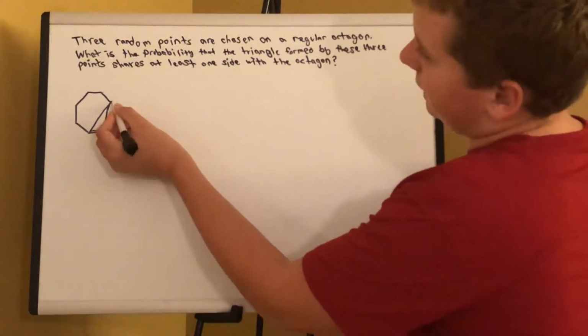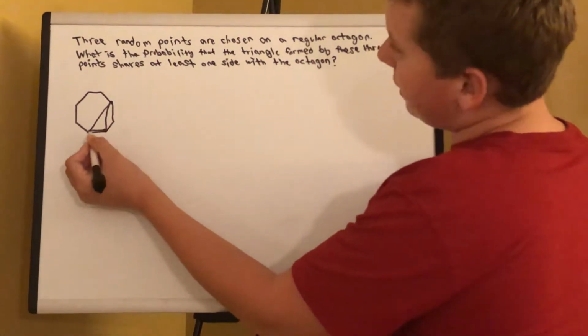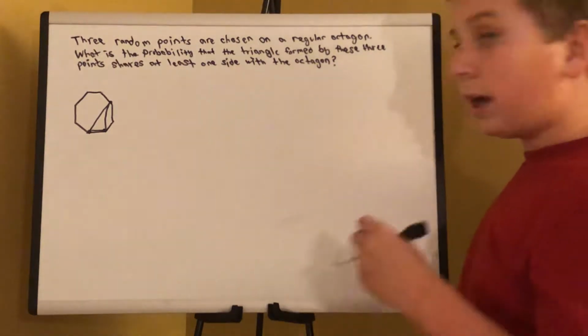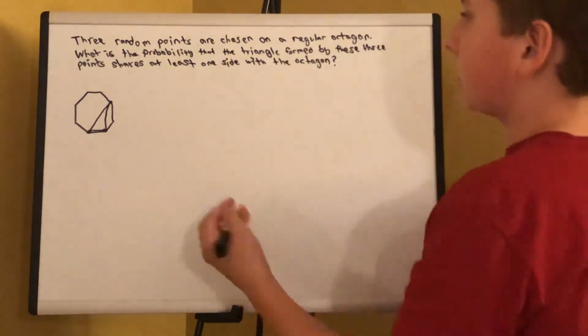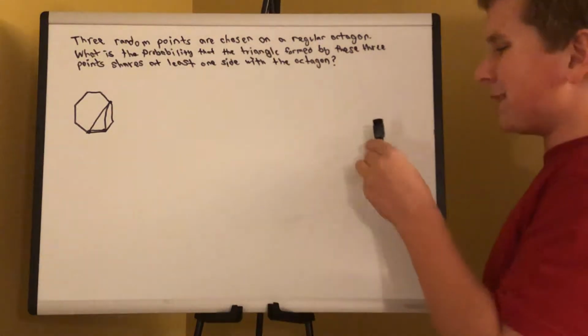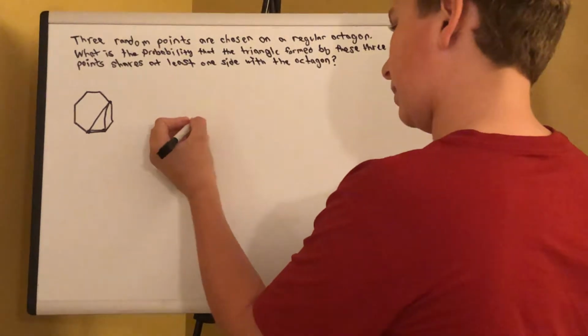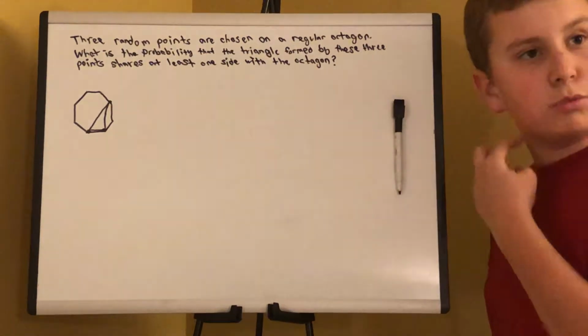So I drew a sketch example here. Of course, the 3 points chosen are these, and this would share this bottom side with the octagon, right? I hope we can all agree on that, Math Made Easy fans. And what we're trying to do is find the probability that will happen. And, you know, it can share 2 sides with the octagon as well.